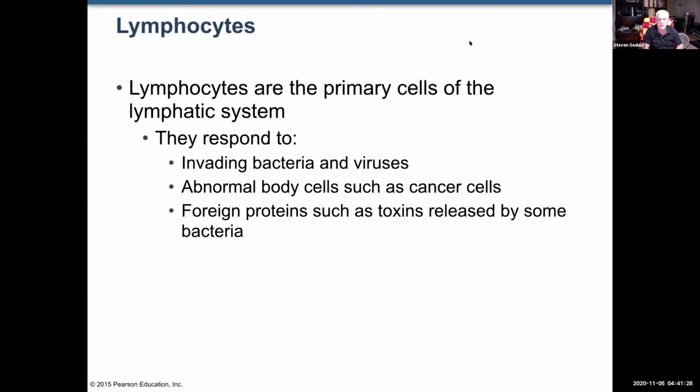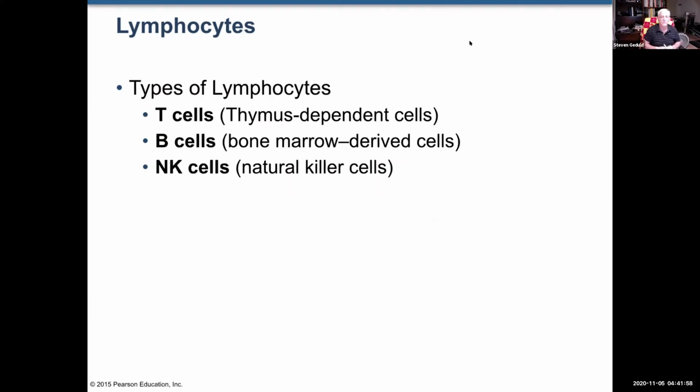So lymphocytes, we maintain them in the lymphatic system. The lymphocytes are your T cells, your B cells, and your NK cells. Those respond to invading bacteria and viruses. That's what they activate to. Also abnormal body cells like cancer cells, and foreign proteins like toxins released by some bacteria. We all respond to those with our immune system, which is our lymphatic system. There are three types of lymphocytes: T cells, B cells, and NK cells. We talked about those a little bit before.